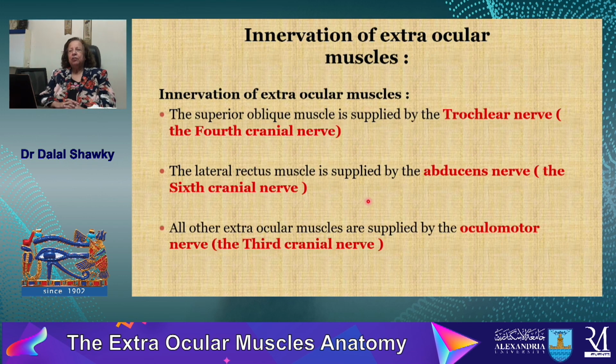Now, the innervation of the extraocular muscles. As a rule, all of the extraocular muscles, and again the levator palpebrae superioris, are supplied by the oculomotor or third cranial nerve, except 2 muscles. The lateral rectus is supplied by the abducens or 6th cranial nerve, and the superior oblique is supplied by the trochlear nerve or 4th cranial nerve. All others are supplied by the oculomotor.